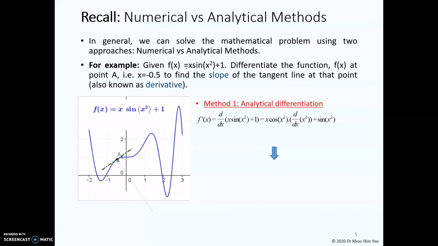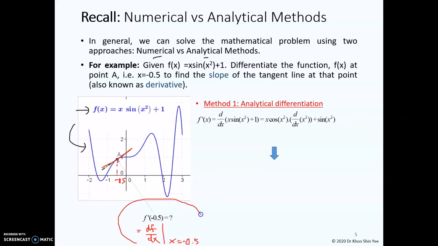Let's discuss more examples for the numerical and analytical method. In this case, we have the function f(x) equal to x sin(x squared) plus 1. When you plot it, you should obtain the blue curve. Your task is to find the slope at x equal to negative 0.5. So, what is the slope? And you should know that the slope can be represented by f prime of negative 0.5, which is equal to df over dx when x is equal to negative 0.5.